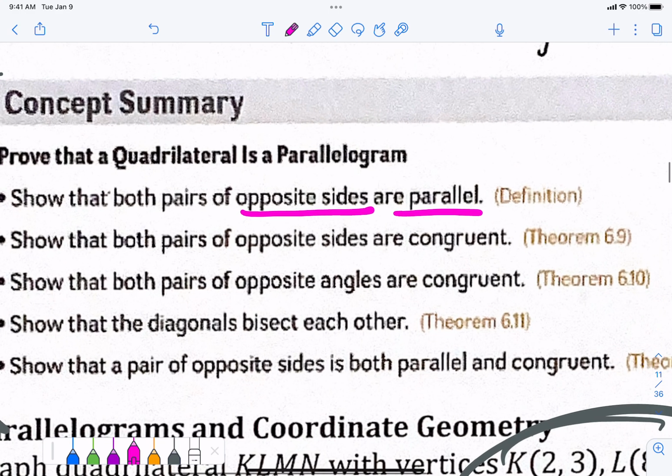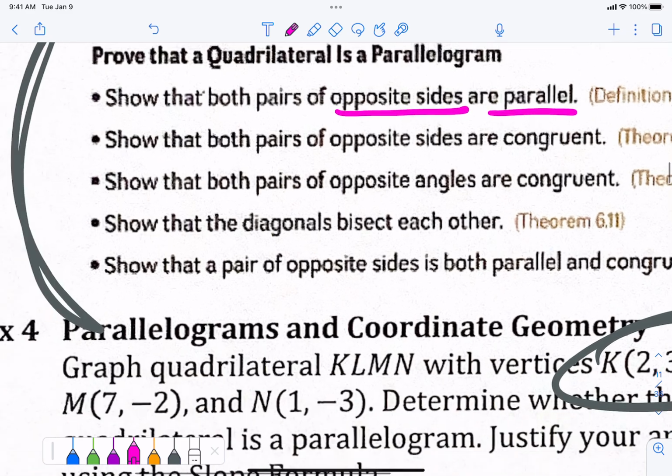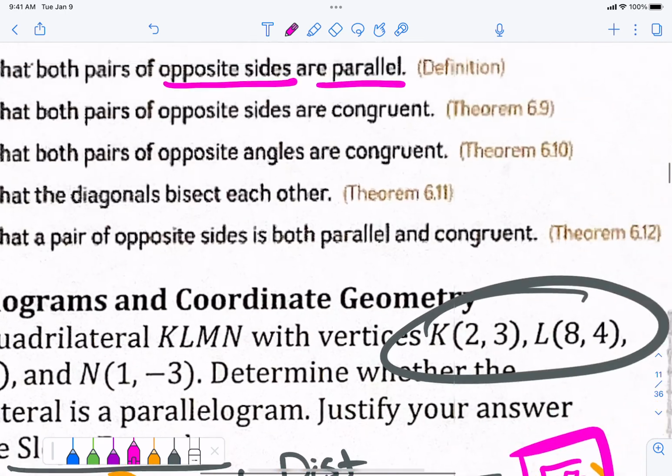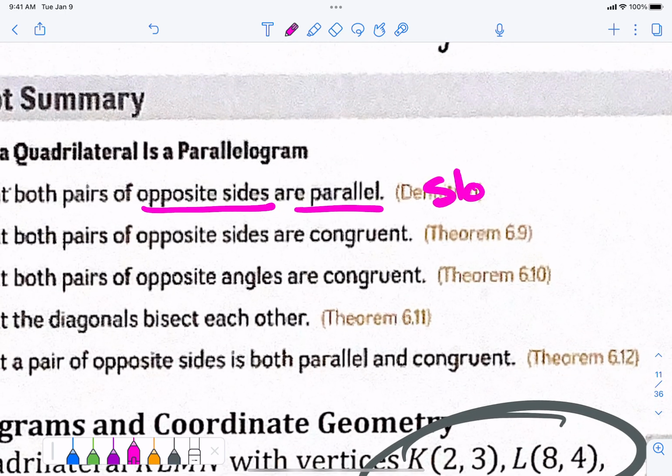How do I show that sides are parallel to each other? What's that going to involve? I did it down here. How did I show that these sides were parallel? Slope. I looked at the slopes, so I'm going to do slope formula for those.